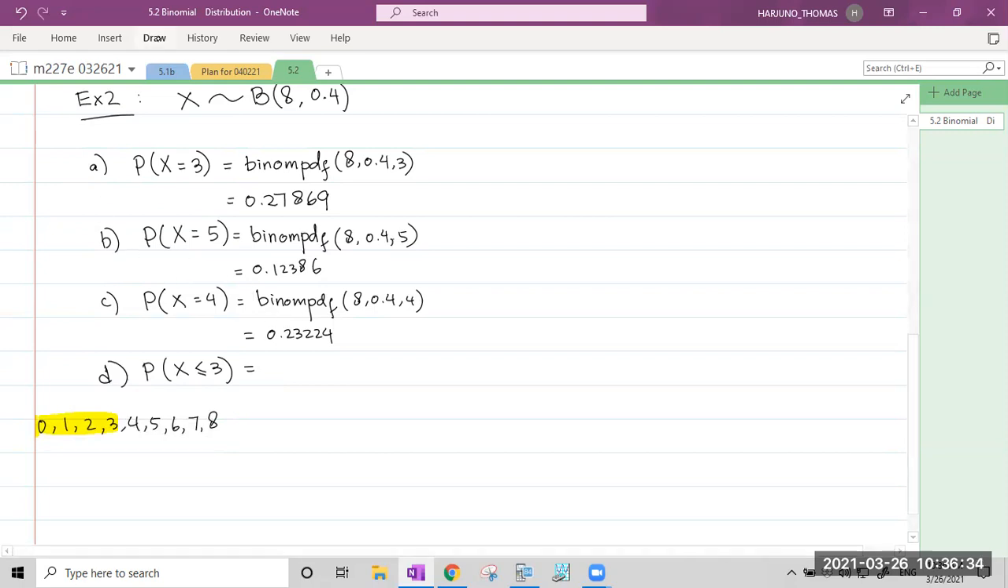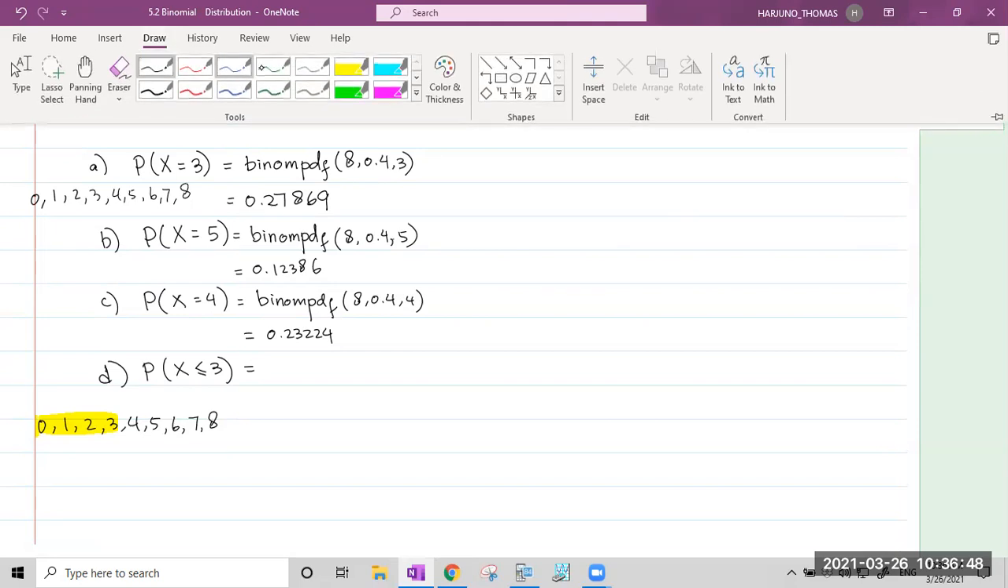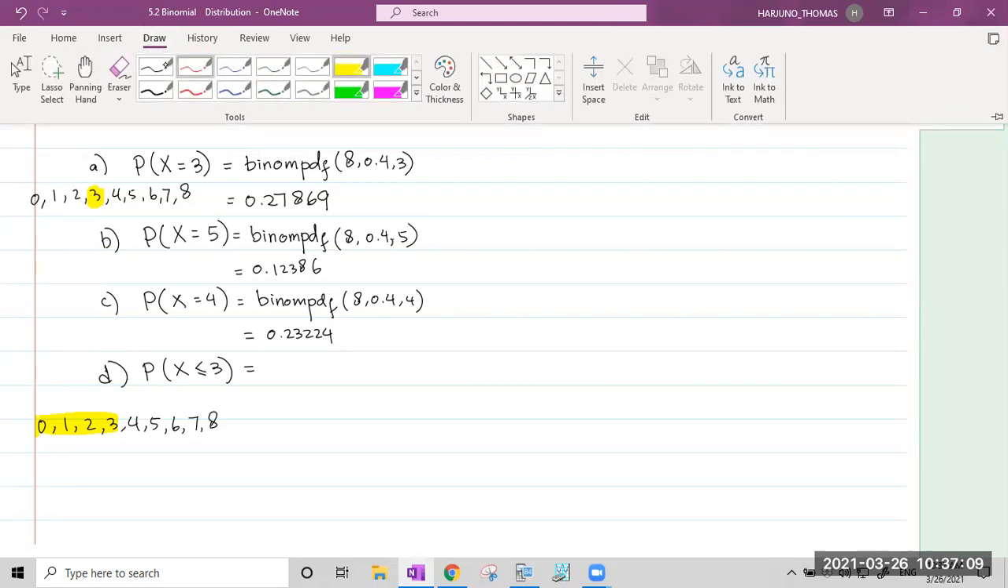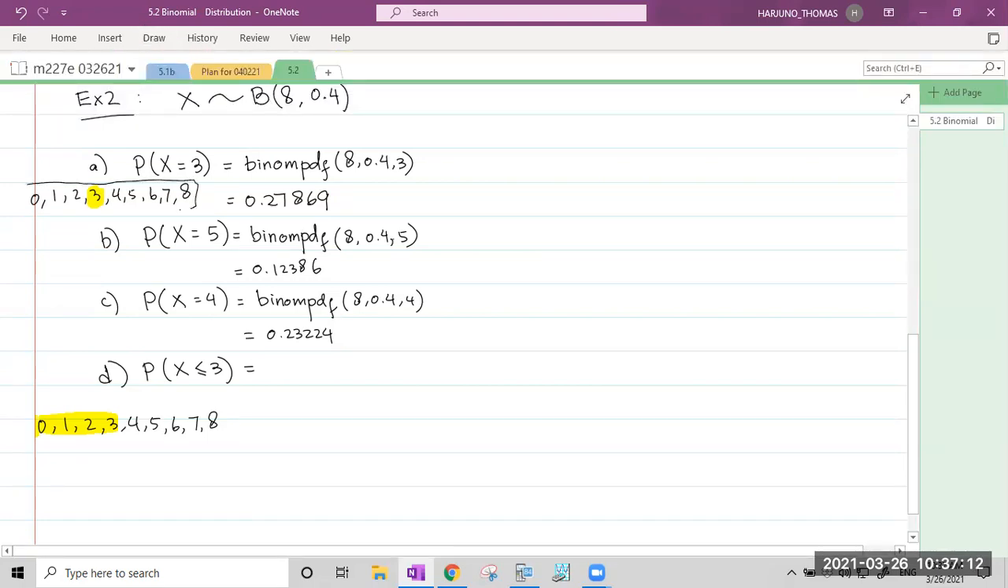While for the first one here, the probability of 3 successes is exactly 3, only 3 successes. Like if you toss a coin 8 times and the probability of getting a tail is 0.4, the probability of getting 3 tails is this. Now question D is not the probability of getting 3 tails, but the probability of getting at most 3 tails, maybe 0, maybe 1, maybe 2, maybe 3.